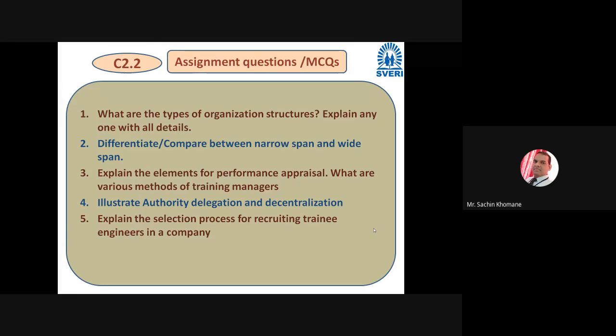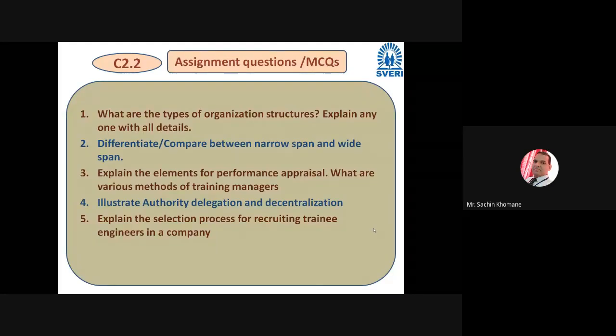The next question is: illustrate authority delegation and decentralization. Sometimes they have asked to differentiate between authority delegation and decentralization. Both things are almost similar, but there are certain differences. So I have added only one question. You can explain both, what is the meaning of authority delegation and decentralization. And if you are able to explain these two things, mentioning the difference will be very easy for you.